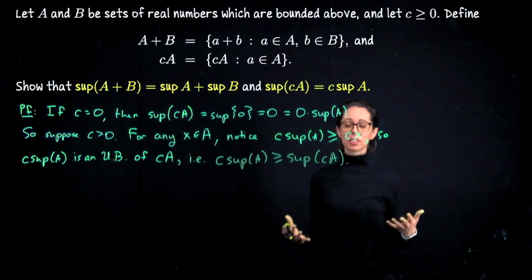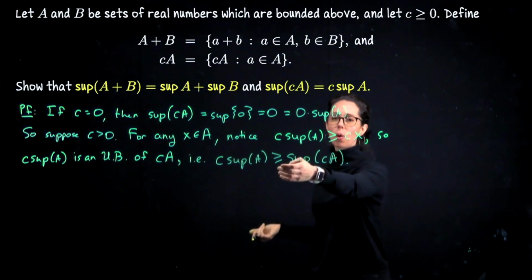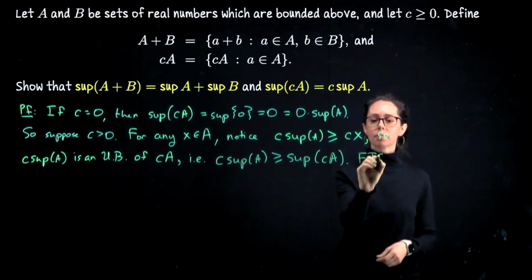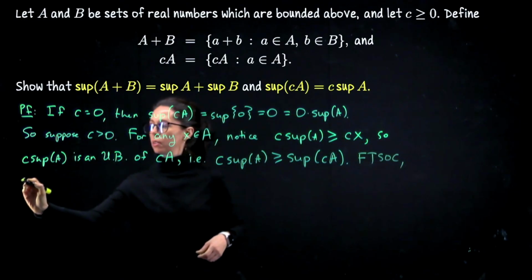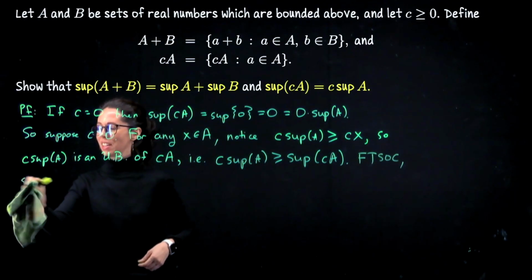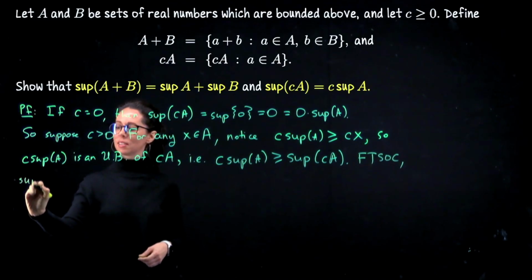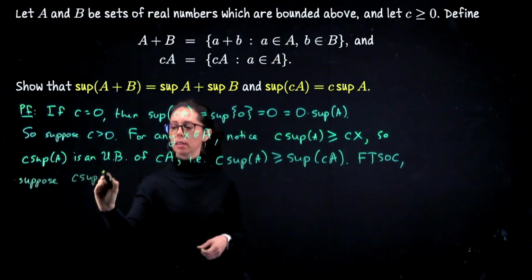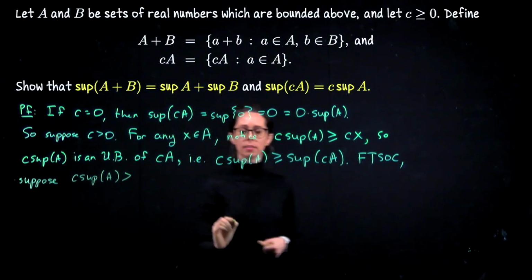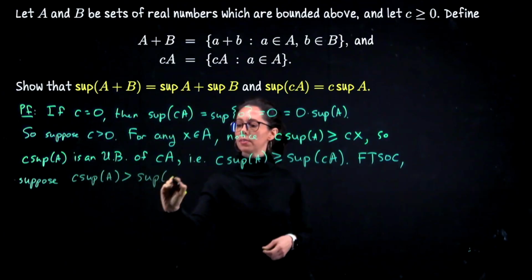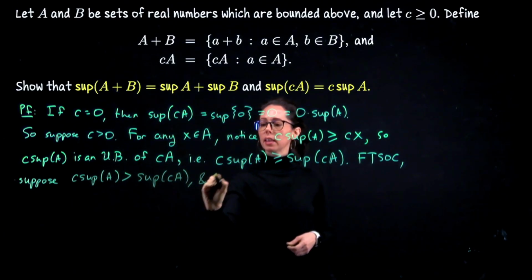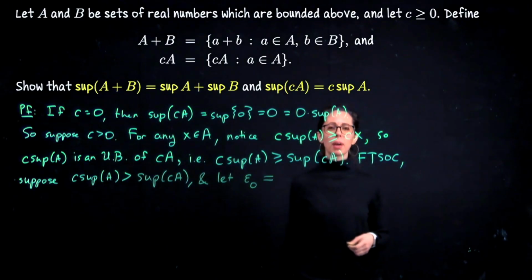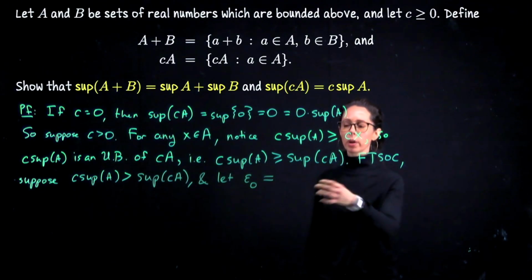Just like in the first exercise, let's imagine that this inequality was strict and apply the criterion for the sake of contradiction. Suppose that C sup A is greater than the sup of CA, and you know what, I'm going to say that there's going to be a special value of epsilon, but I'm not going to write down yet what it is. Let's see if we can work it out in just a moment.